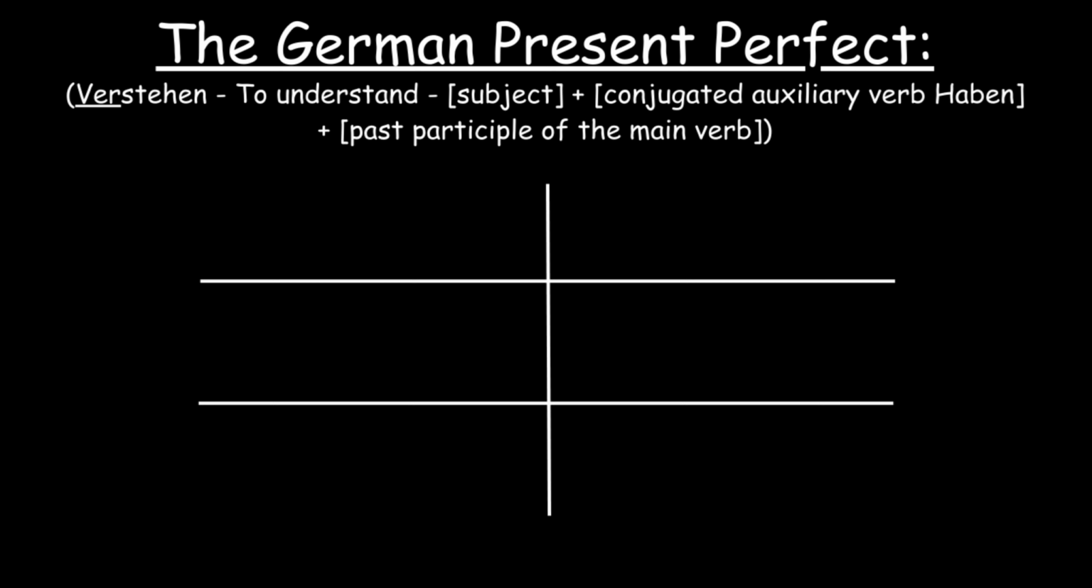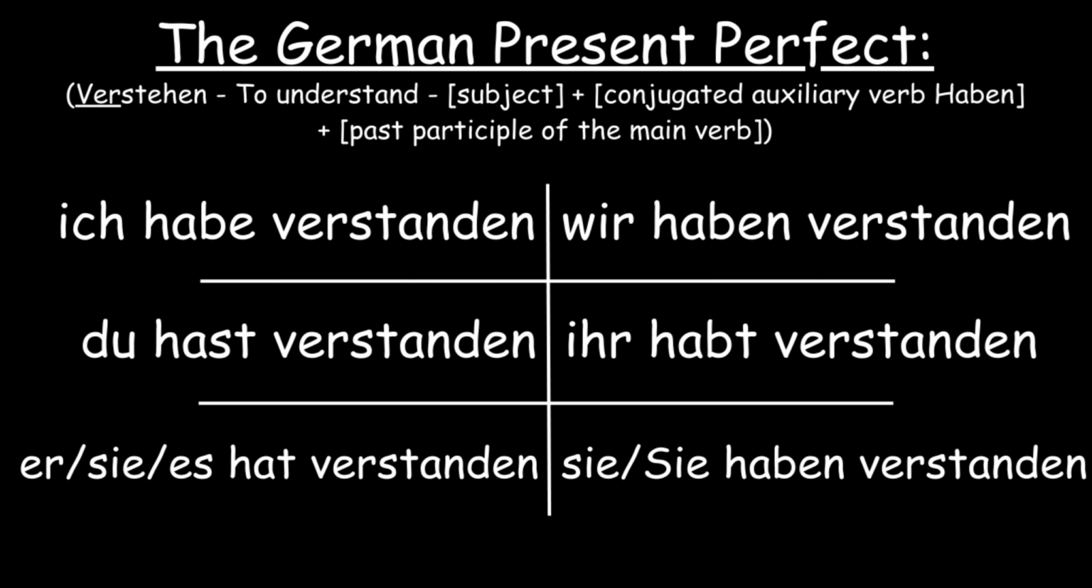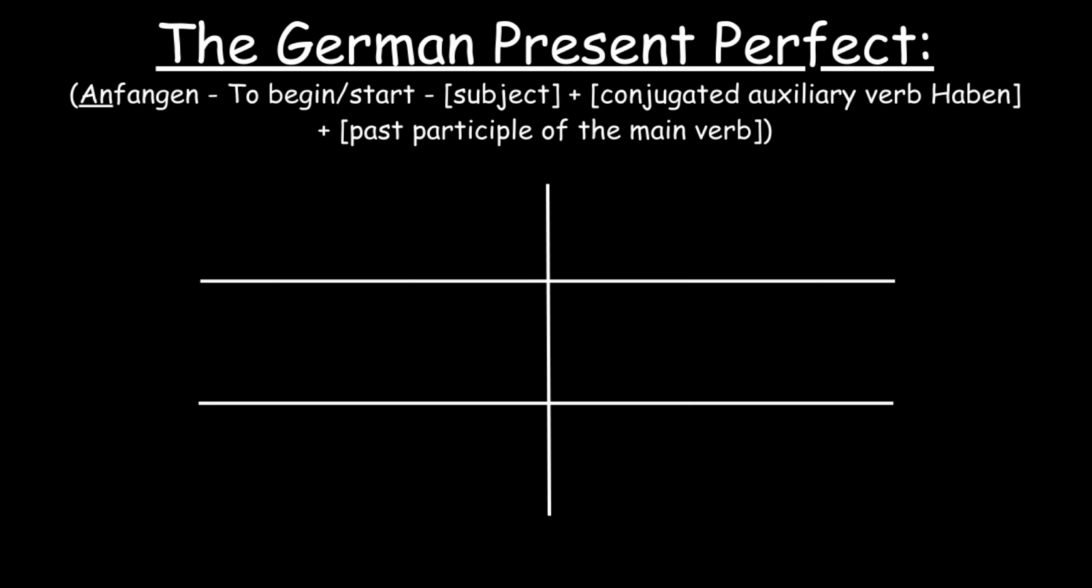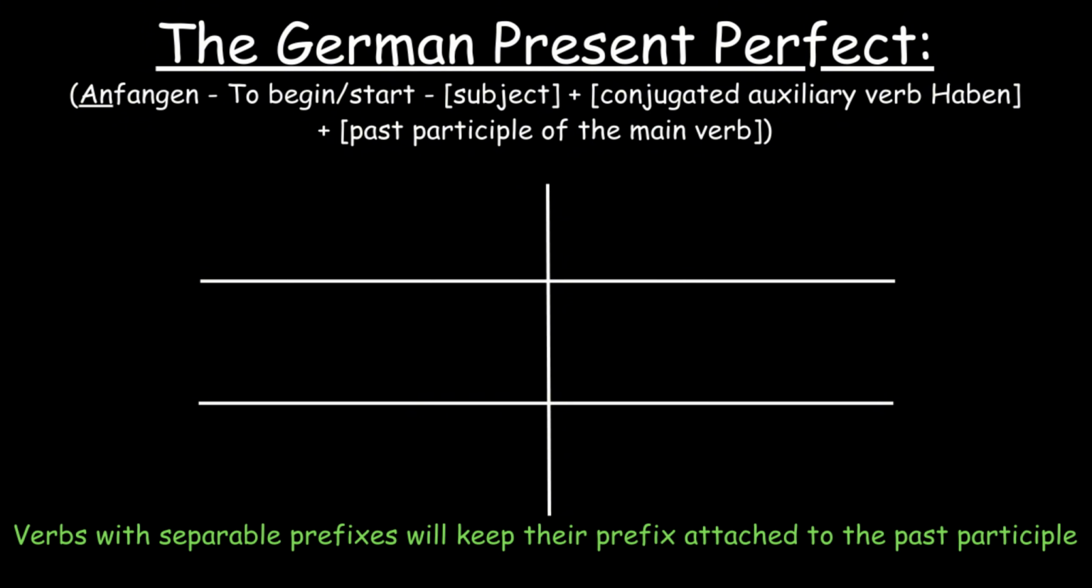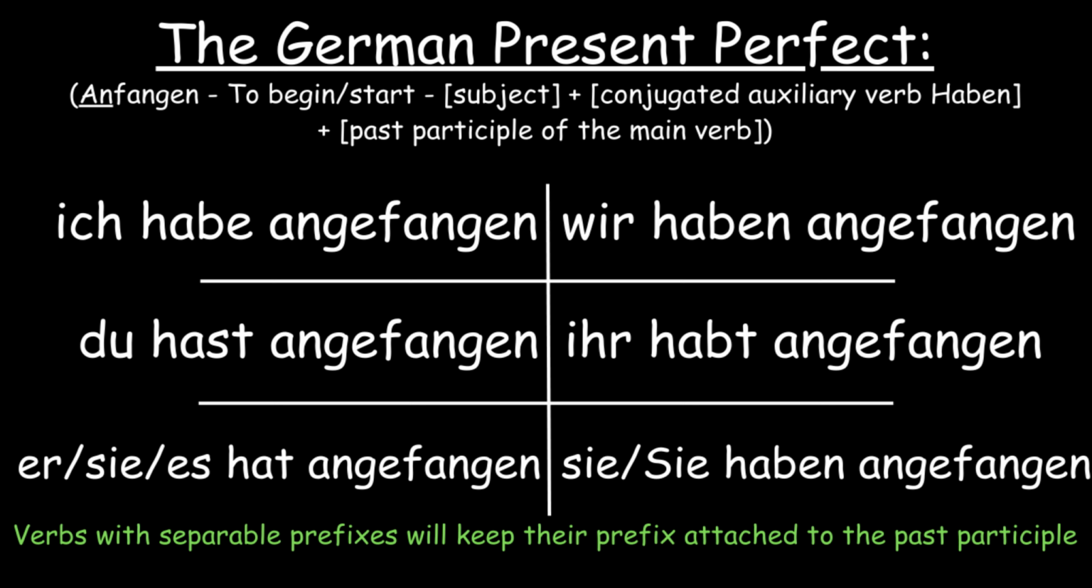A different verb is verstehen, which has an inseparable prefix with a different past participle. Ich habe verstanden. Du hast verstanden. Sie, es hat verstanden. Wir haben verstanden. Ihr habt verstanden. Sie haben verstanden. A different verb is anfangen, which has a separable prefix, and verbs with separable prefixes will keep their prefix attached to the past participle. Ich habe angefangen. Du hast angefangen. Sie, es hat angefangen. Wir haben angefangen. Ihr habt angefangen.